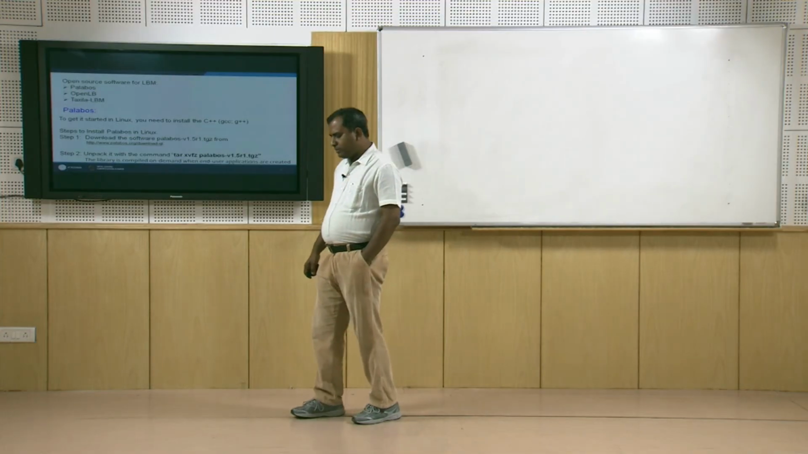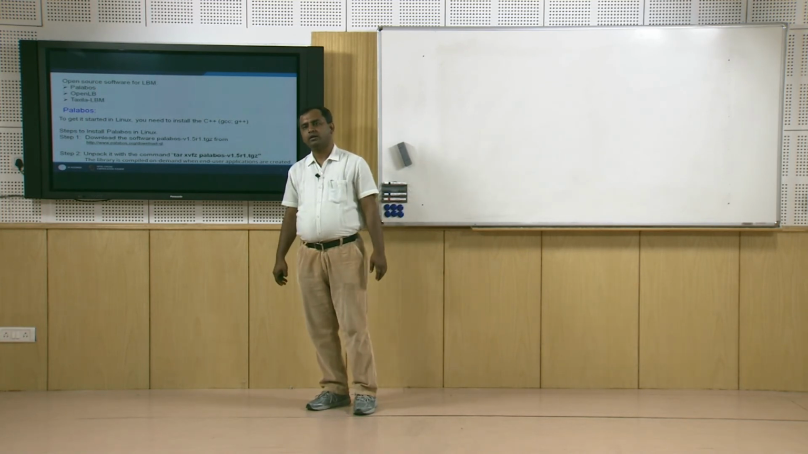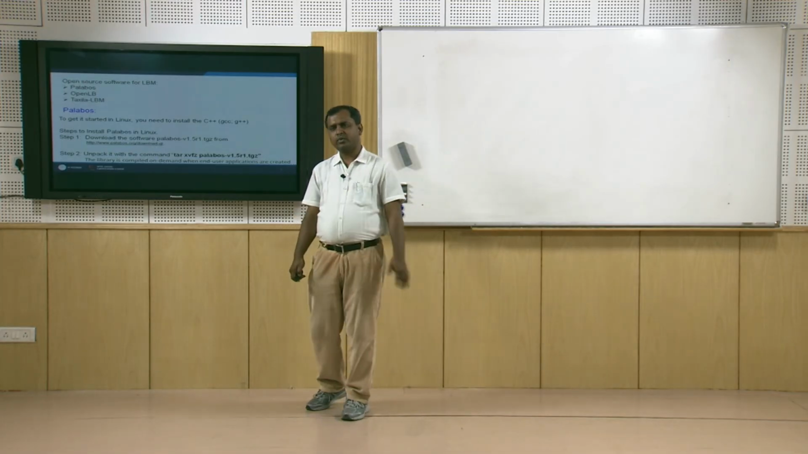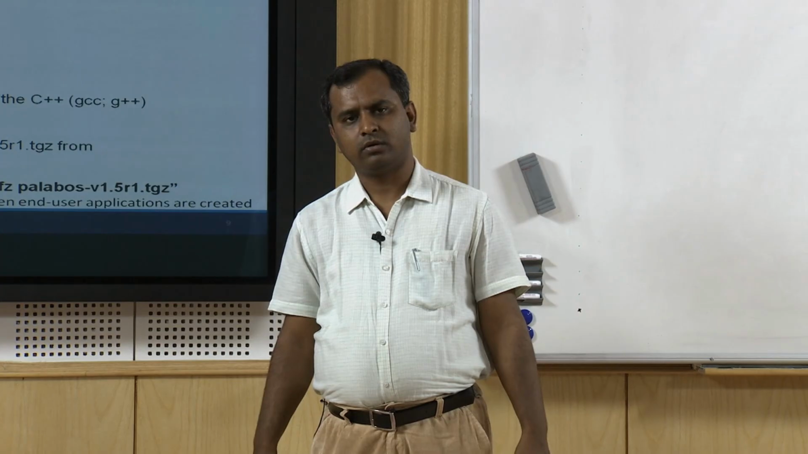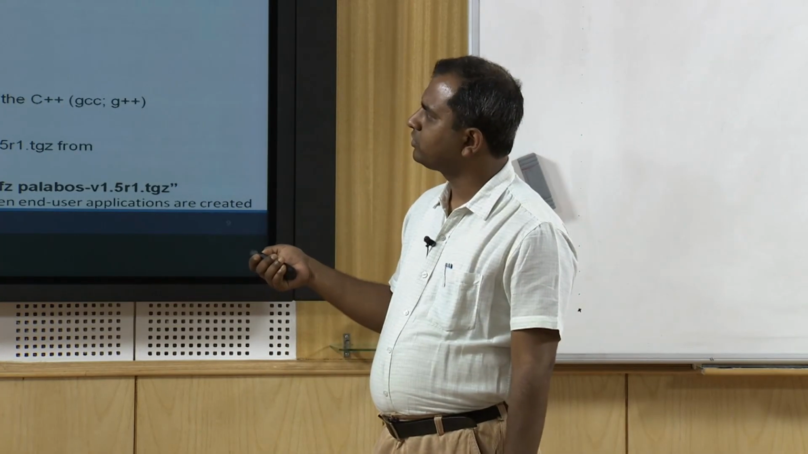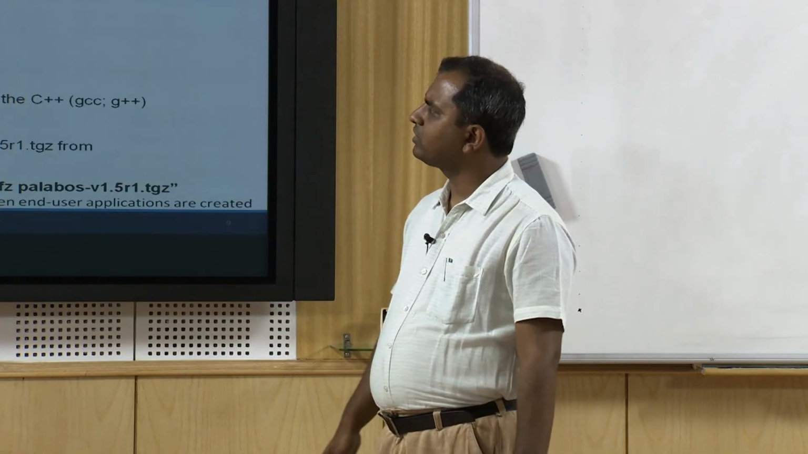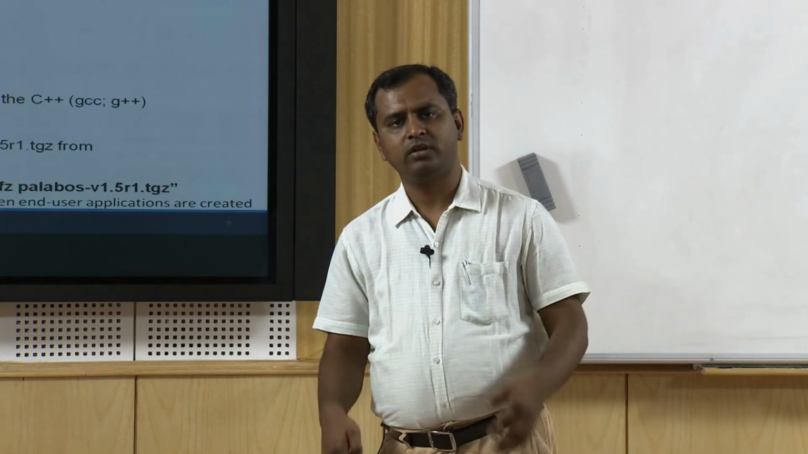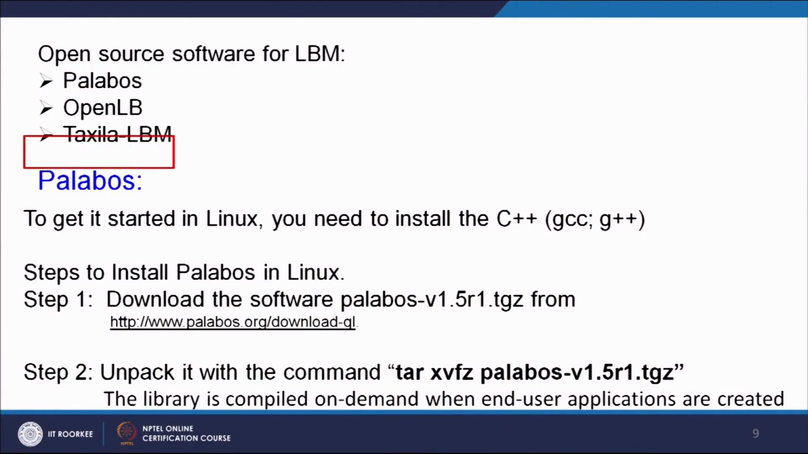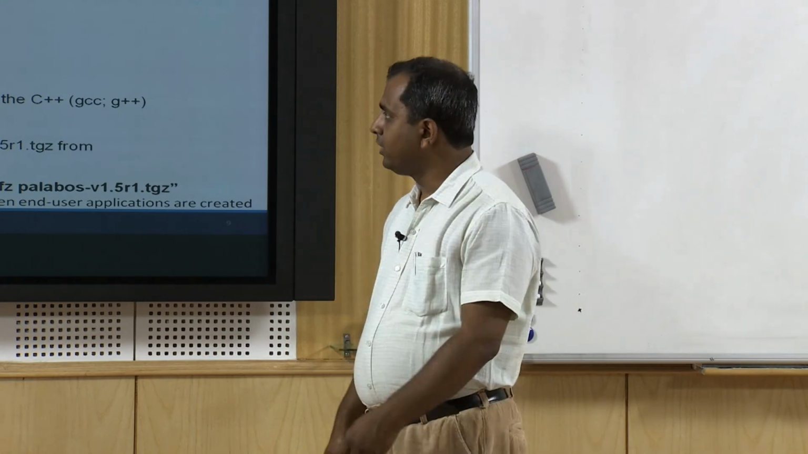Now, I will show you in detail how the lattice Boltzmann equation can be solved using some open source software or freeware. There are different freeware available in open source which you can use. Some of them are Palabos, OpenLB, Taxila LBM. All these deal with LBM simulations of two-phase flow, but today I will give you some examples using Palabos. This will give you a chance to do a small simulation of two-phase flow and practice it. So, let us see Palabos.